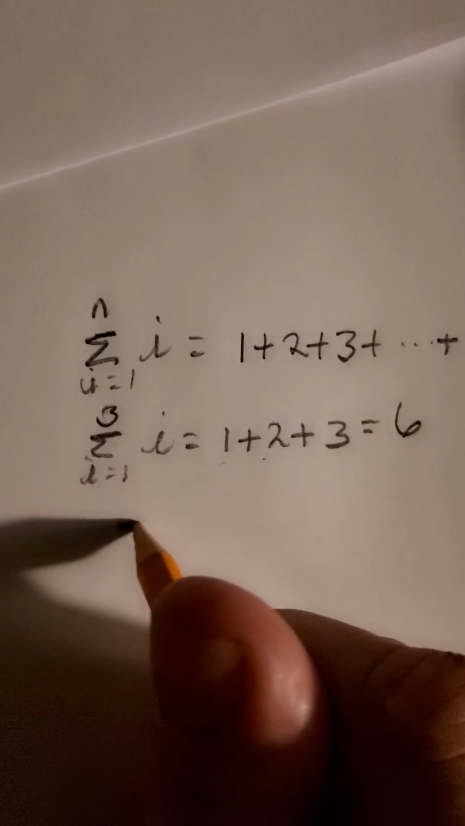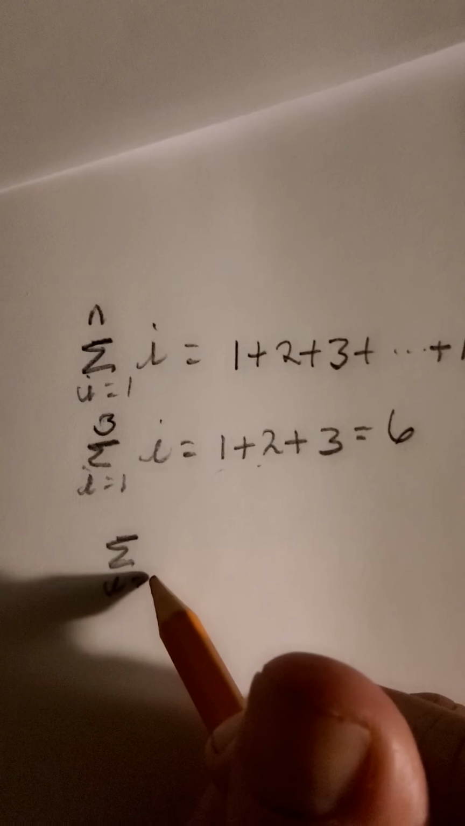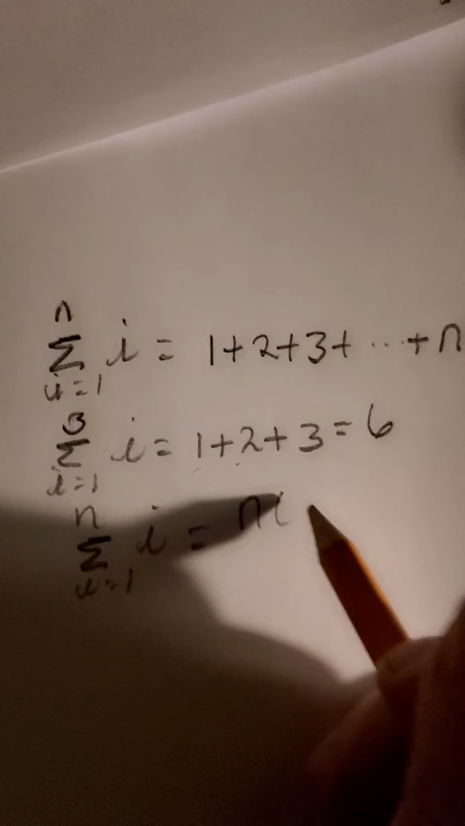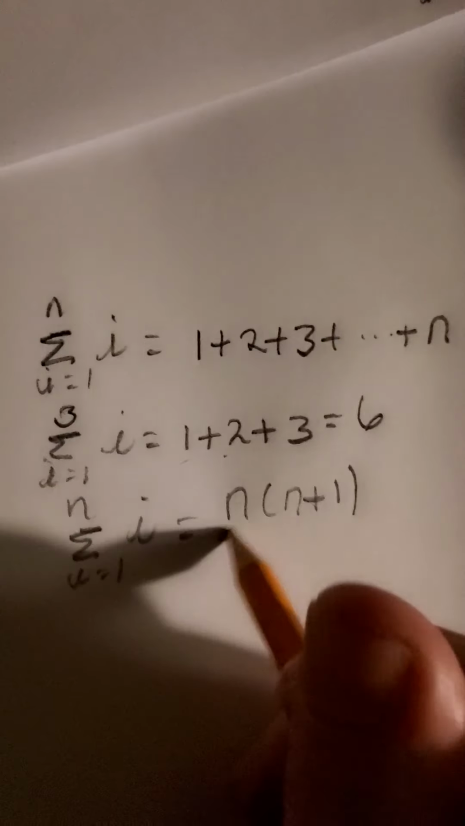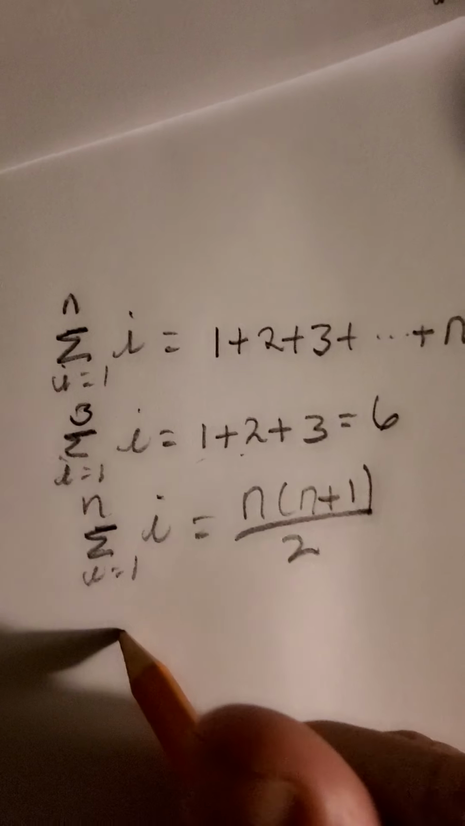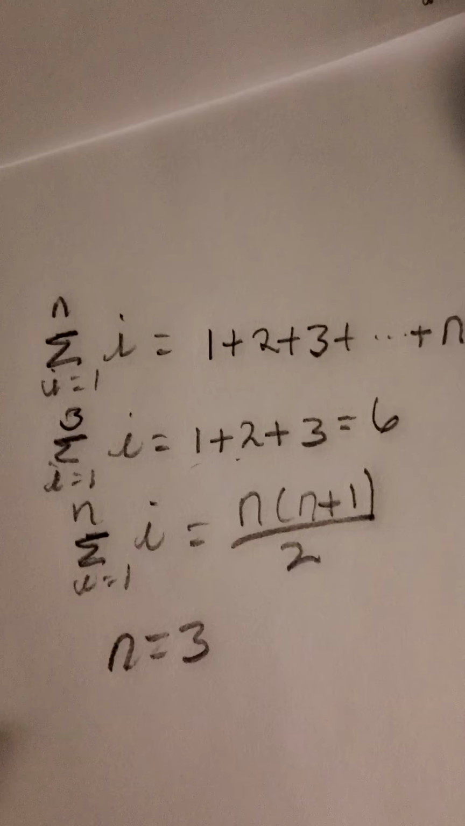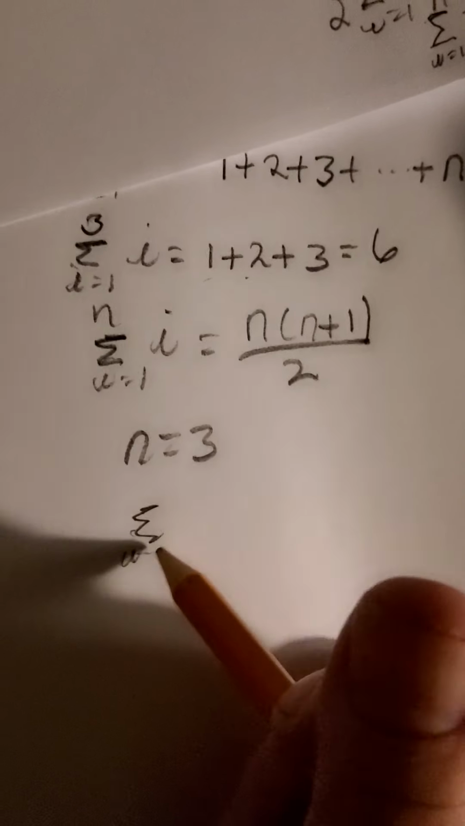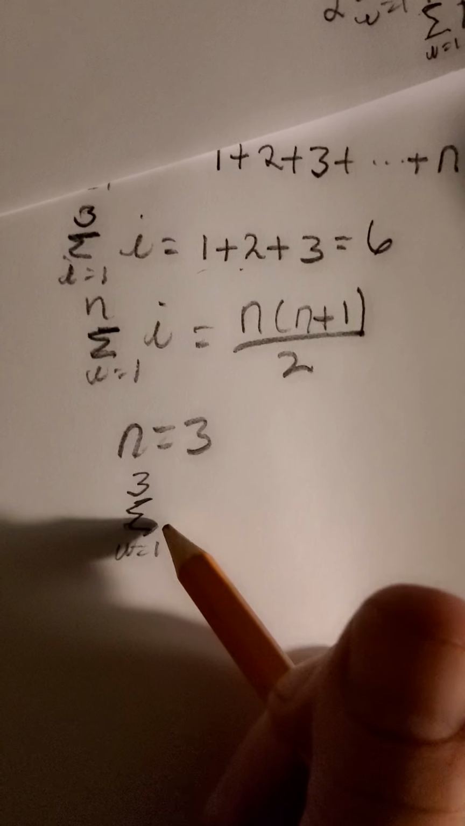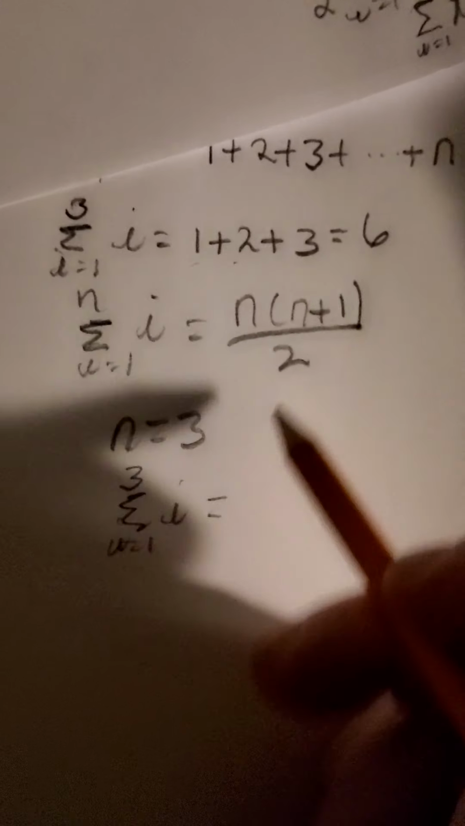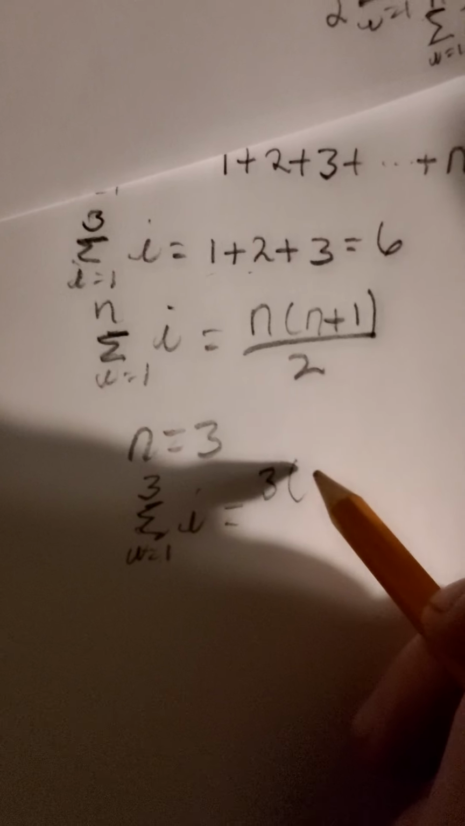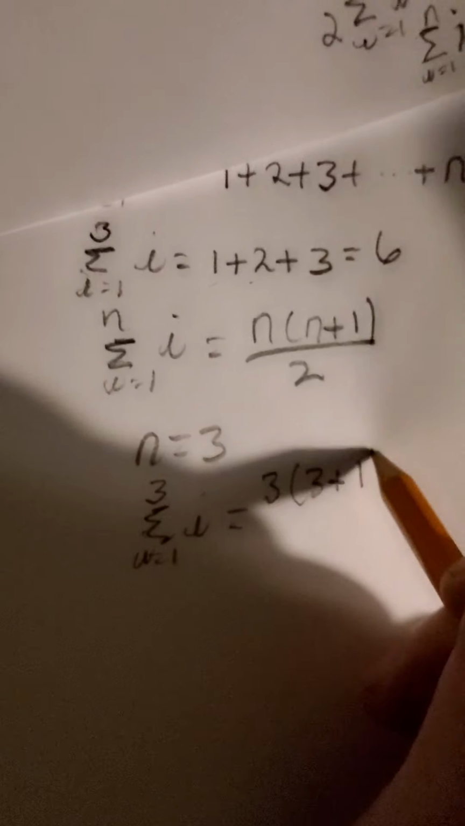From the formula, summation i going from 1 to n of i equals n times n plus 1 over 2. What happens if we set n equal to 3? Then we get summation as i goes from 1 to 3 of i should equal 3, see I'm substituting in for n, times 3 plus 1 divided by 2.